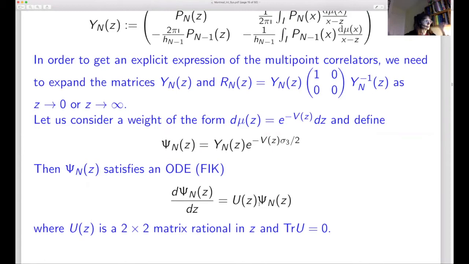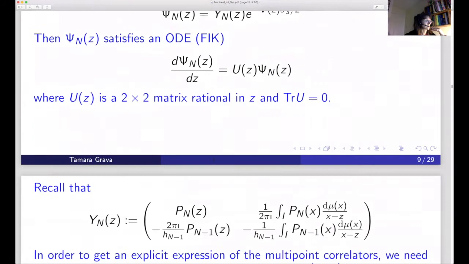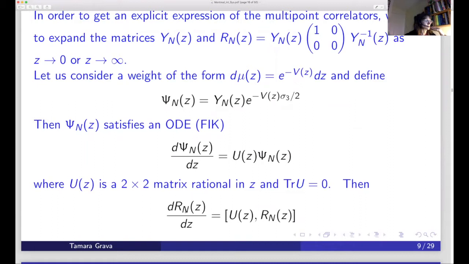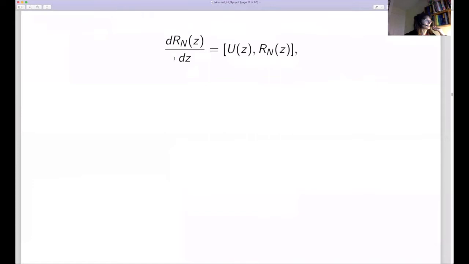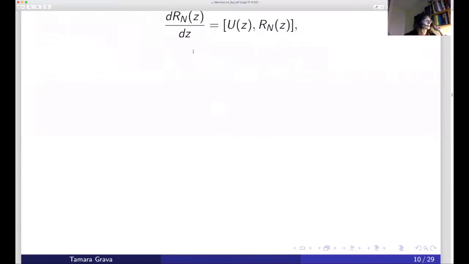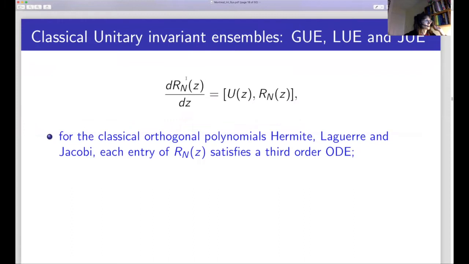Now from the differential equation for psi, one can get a differential equation for R. So R satisfies this first order linear differential equation. The observation is that for the classical orthogonal polynomials, each entry decouples and satisfies a third order ODE. It's first order for the matrix, but if we want to decouple it, and we can, each entry satisfies a third order ODE. This is because we have the classical Jacobi, Hermite, Laguerre weights. So we can decouple each entry as its own independent ODE.